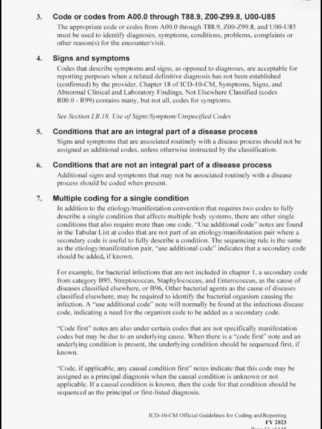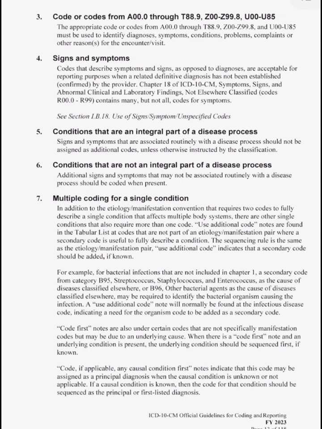7. Multiple coding for a single condition. In addition to the etiology/manifestation convention that requires 2 codes to fully describe a single condition that affects multiple body systems, there are other single conditions that also require more than 1 code. "Use additional code" notes are found in the tabular list at codes that are not part of an etiology/manifestation pair where a secondary code is useful to fully describe a condition. The sequencing rule is the same as the etiology/manifestation pair. "Use additional code" indicates that a secondary code should be added, if known.